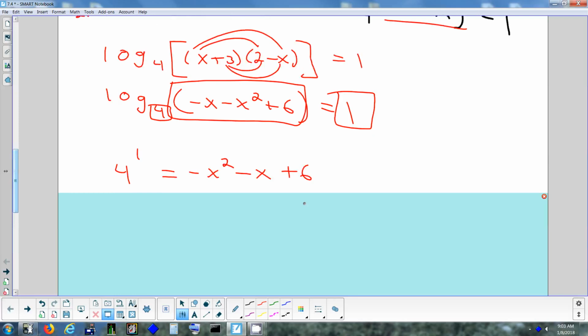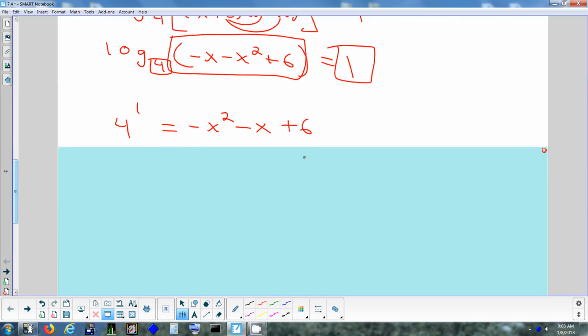Okay, from here, we're done with the stuff I've taught you. You have to know how to solve a quadratic equation from there, okay, from Algebra 1. Generally, when we solve a quadratic, we like to get it equal to a certain number. Right now, it's equal to 4. 4 to the first power is just 4. Well, we don't normally get it equal to 4. Does anybody remember when you solve a quadratic, what you normally get it equal to? 0. You get it equal to 0.